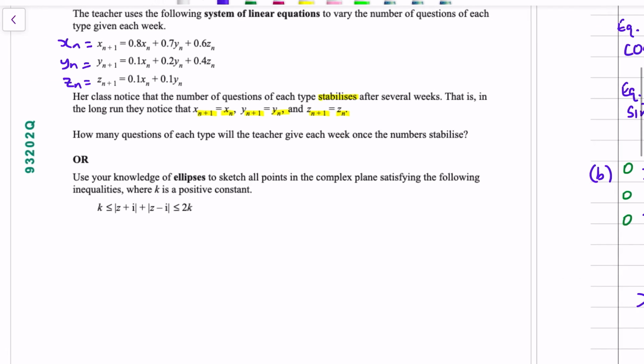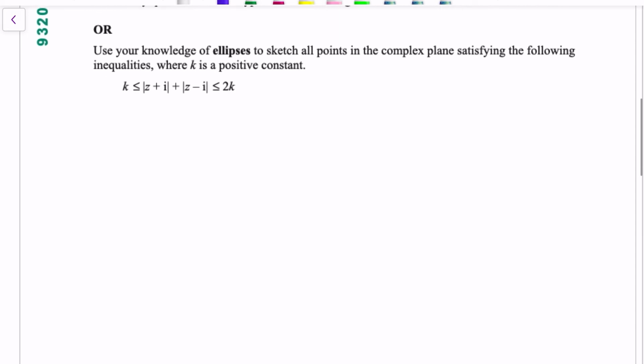Okay, the last part tells you to use your knowledge of ellipses, so it's suggesting you must do this geometrically, otherwise it's just going to be really, really difficult. If you sub an x plus iy in here, you're going to have to square stuff. You're going to end up with a really horrendous equation.